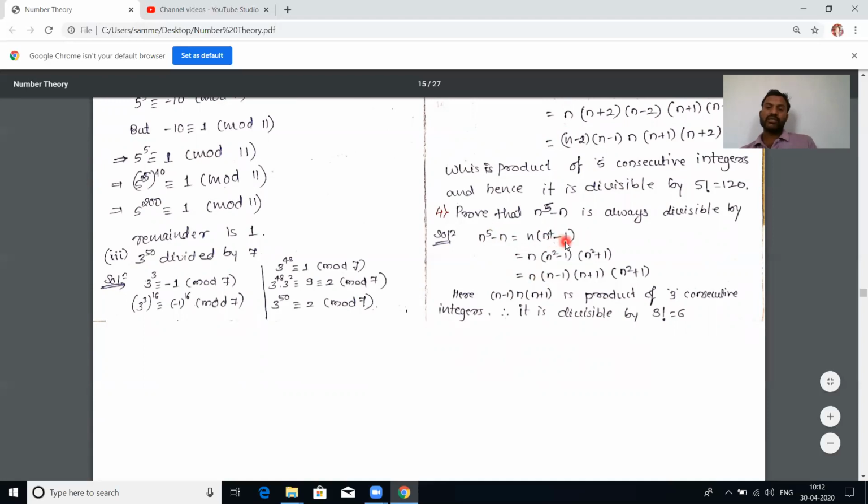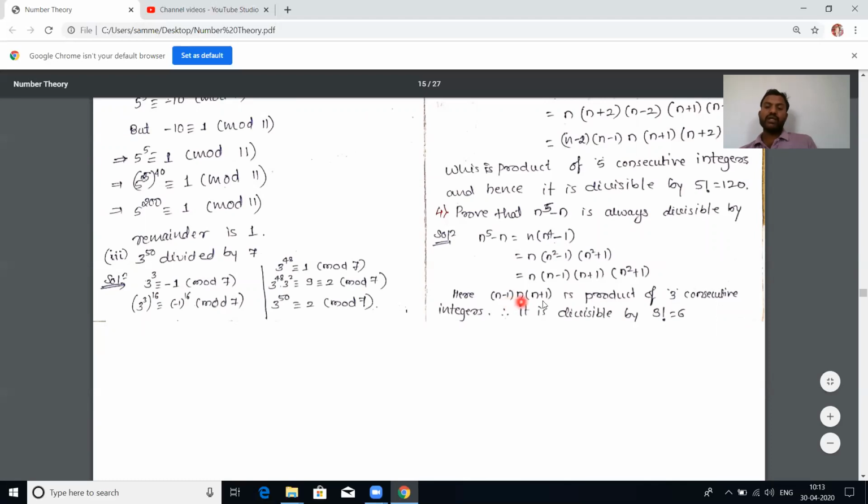Then n raised to 4 minus 1 we can write in the form of n square whole squared minus 1 squared. Using a square minus b square, we get n square minus 1 into n square plus 1. Again, n square minus 1 we apply the formula a square minus b square equals a plus b, a minus b, giving n into n minus 1, n plus 1, n square plus 1 as it is.